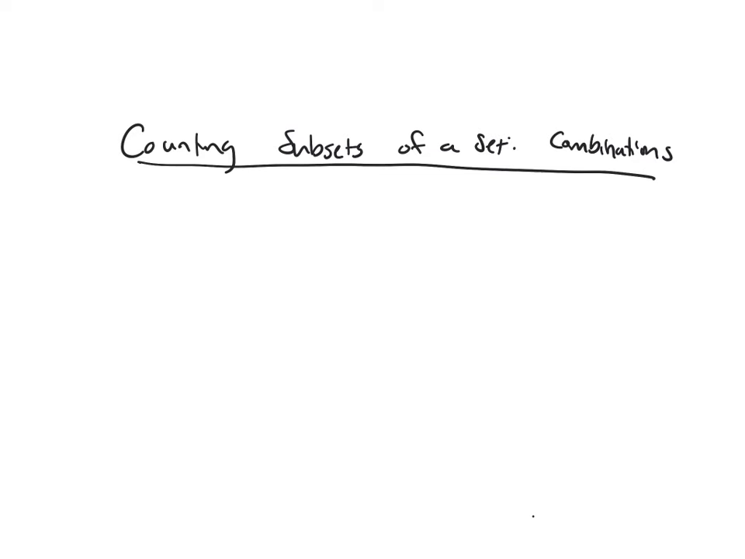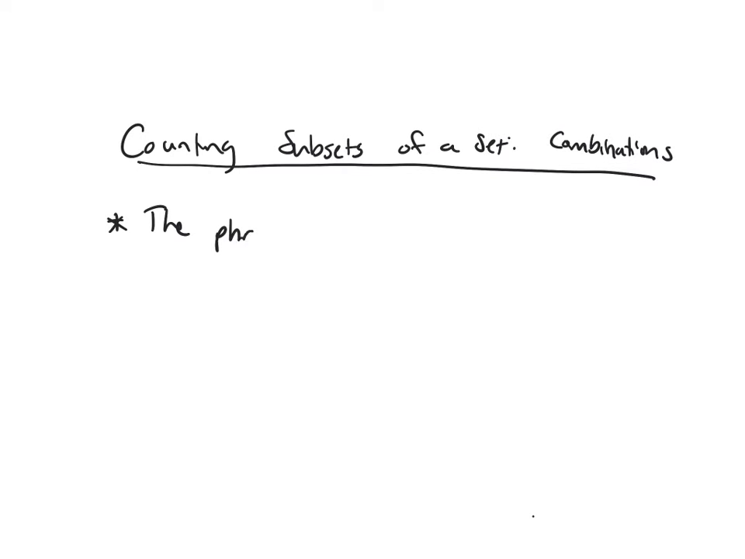So we're going to continue talking about counting subsets of a set, i.e. we're talking about combinations. There are two things I want us to note before we look at our next example.